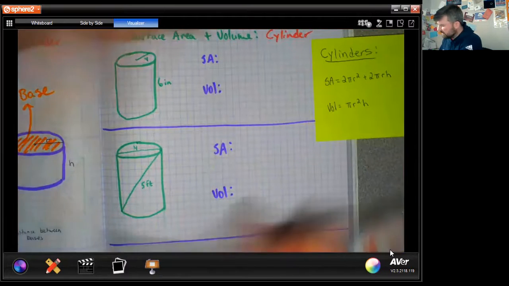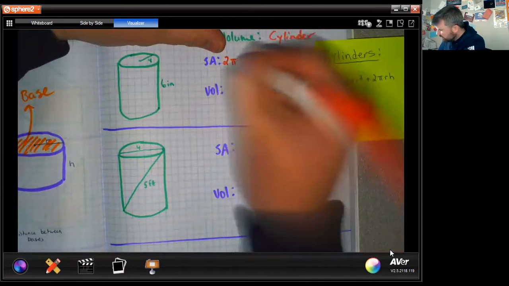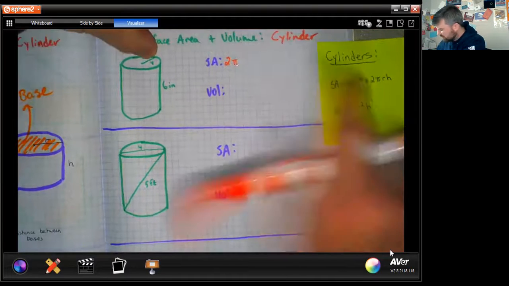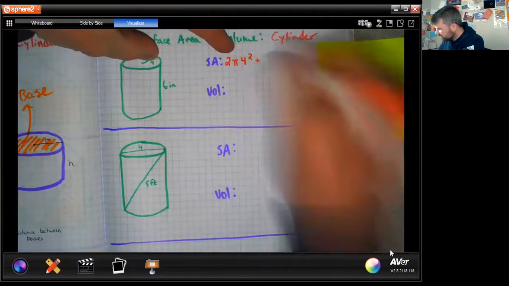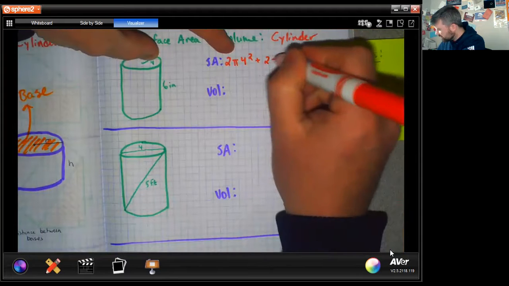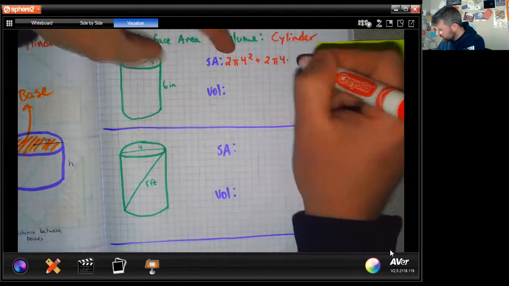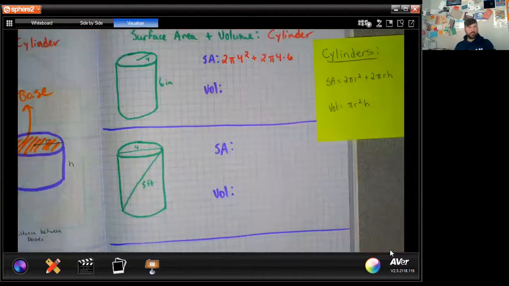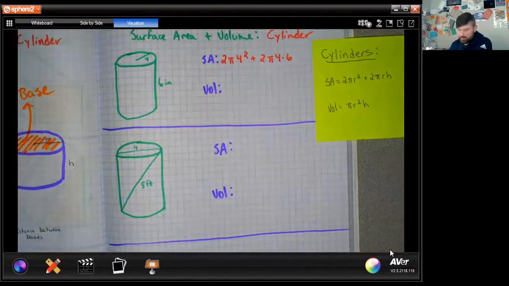For surface area, we need 2 pi r squared, which the radius in this case is 4, so 4 squared, plus 2 pi r, which again is 4, times your height, which is 6. Okay, and we can put all of this into a calculator. Just use multiplication, use some parentheses, do all of that.